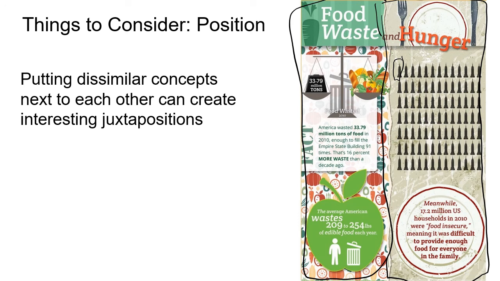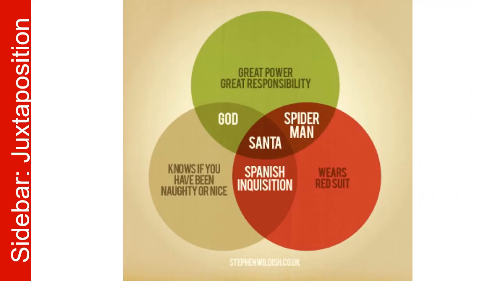So having two very dissimilar things right next to each other can often magnify what you're trying to say on each side because of that juxtaposition. This is a little bit of a sidebar on juxtaposition, but one of my favorite uses where we have someone who knows if you've been naughty or nice, great power, great responsibility, and wears a red suit, and how all of those things interact with each other.